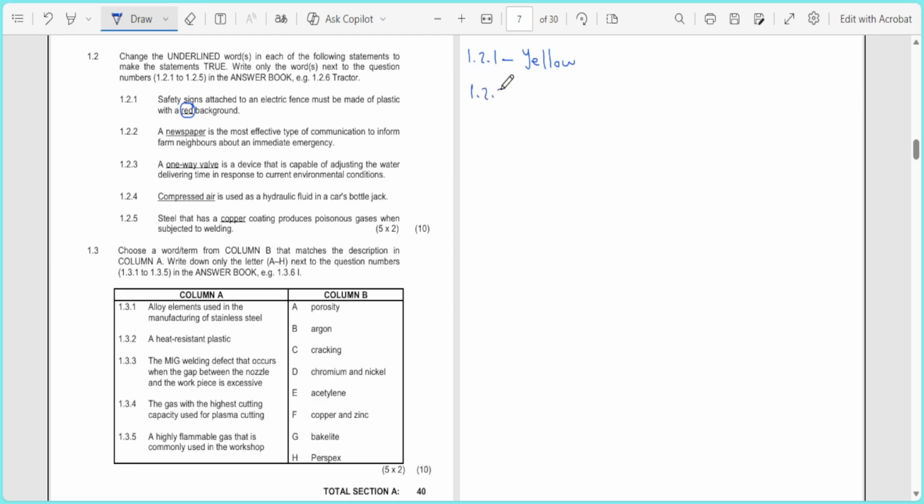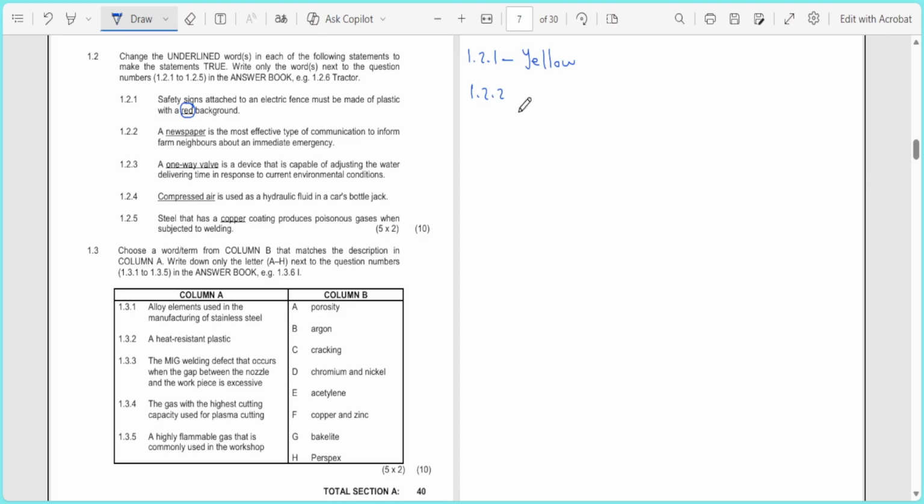Now the 1.2.2, a newspaper is the most effective type of communication to inform farm neighbors about an immediate emergency. Okay, this is going to take some time because you need to send out the information to the publisher. Then the publisher will have to write an article or a story, and then they'll have to print the newspaper and go and publish. So this is going to take a while, right? So definitely not a newspaper.